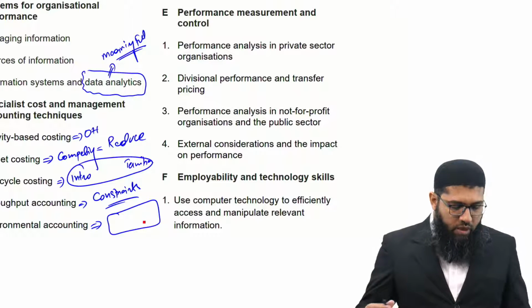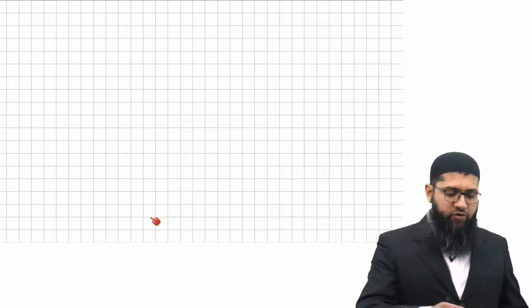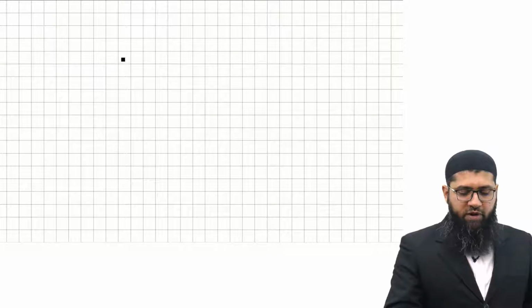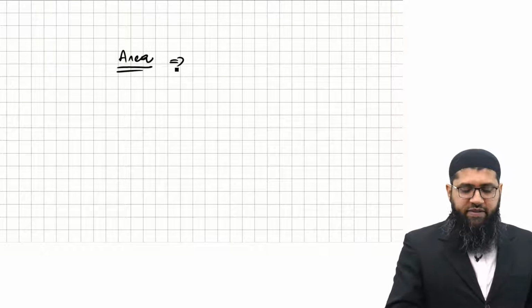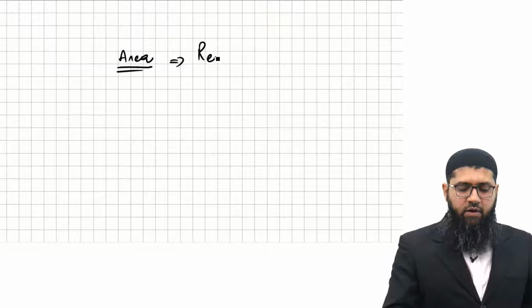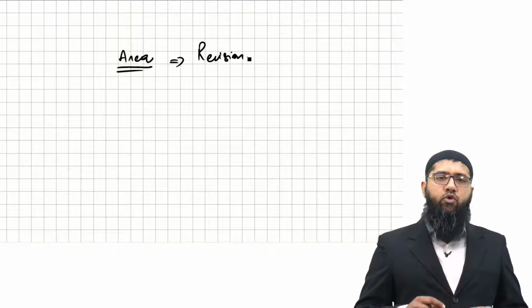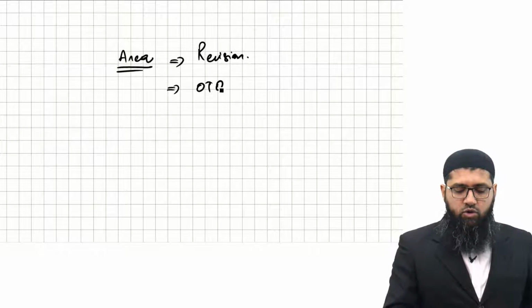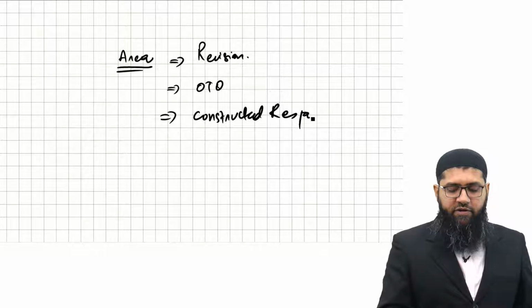So this is something of an introduction to the performance management syllabus. Now let me guide you on my strategy and approach. For any specific area of the syllabus that I refer to, the first thing I will do is have a quick revision of that area. Once I've done a quick revision, I will go through the OTQ practice of that area, and if there are constructed response questions, I would go for those also.